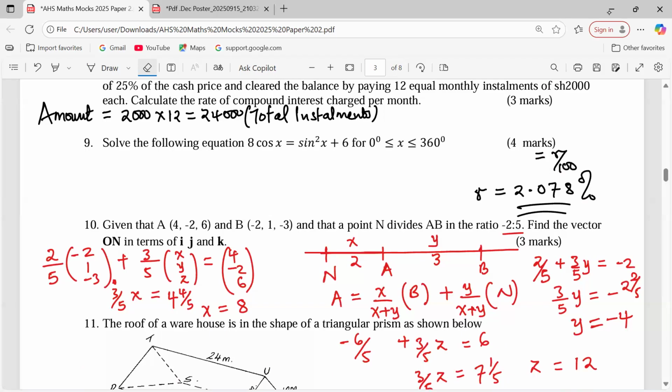This is trigonometry, actually Form 4 work, whereby we're supposed to apply some trigonometric identities.